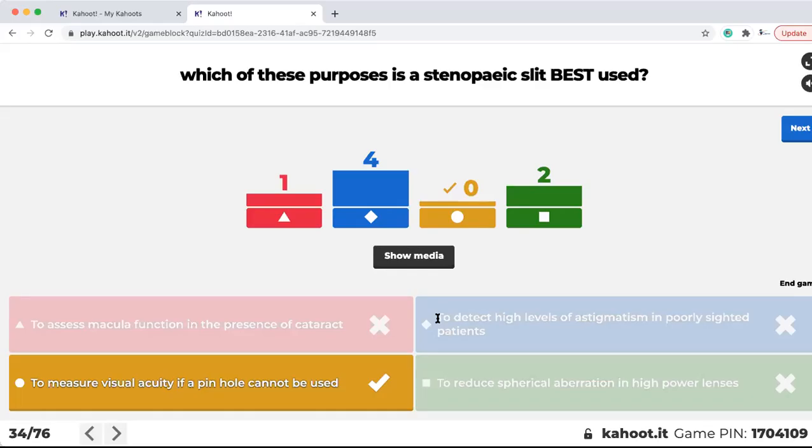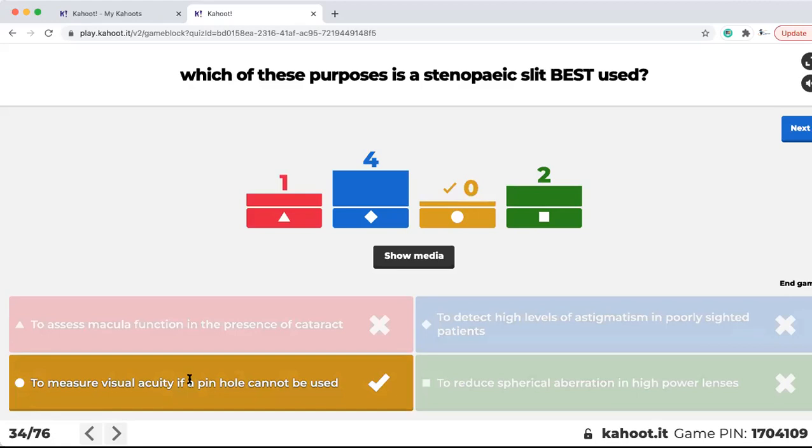Like if the patient has good vision with his refraction, he is not amblyopic or doesn't have any coexistent pathology, and you put the stenopic slit in front of his eye, you can find that his vision is attributed to the refractive error only, not to any other reason. But if the patient has other pathology or other disease, then the stenopic slit will not be useful. But it is used to measure the visual acuity if a pinhole cannot be used. This is the correct answer.